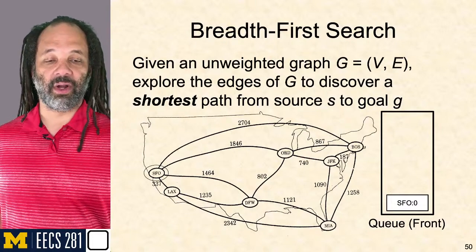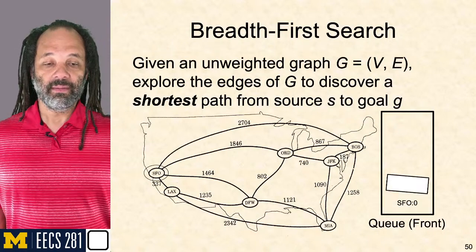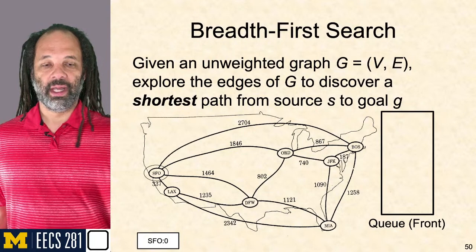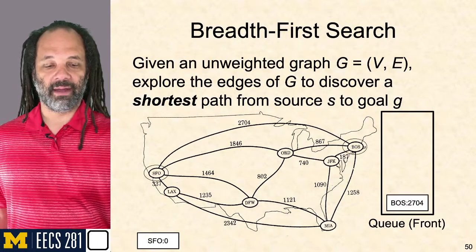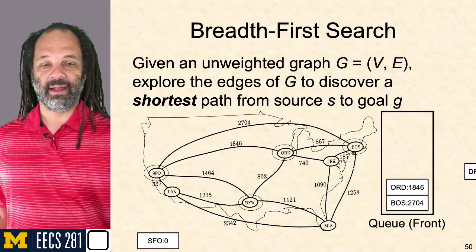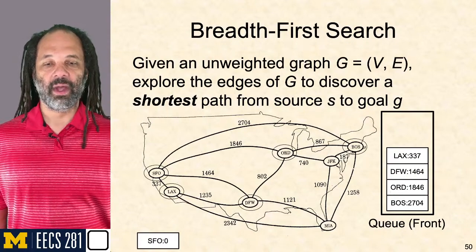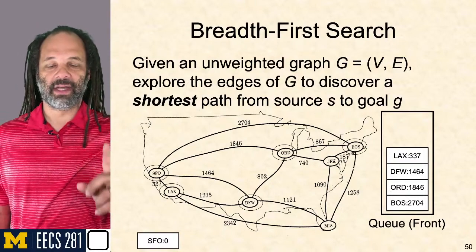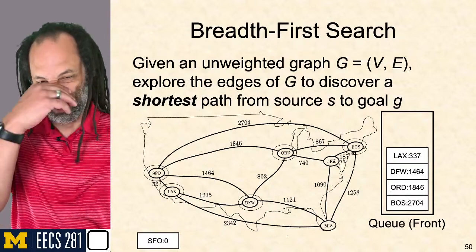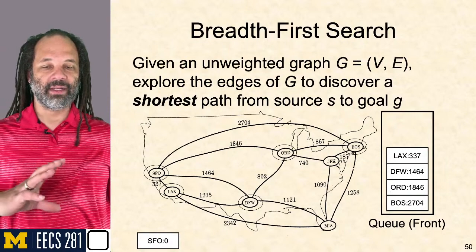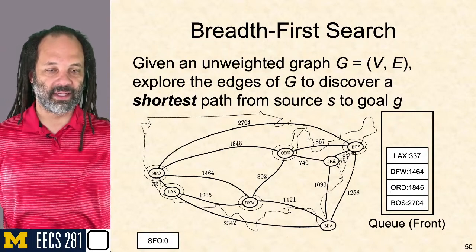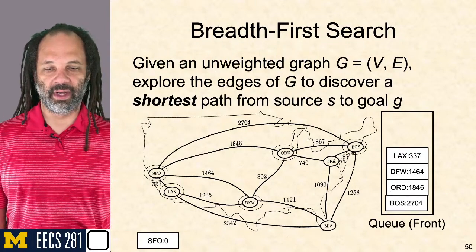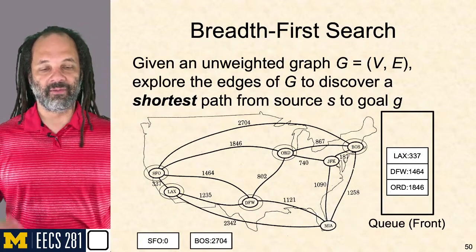Now I'll discover clockwise from SFO. As I pull that off of there, this is my current position, and I find Boston, I find O'Hare, I find Dallas, I find LAX. So that's me going north and then working my way around clockwise to discover everything that's adjacent to San Francisco. Since I'm using a Q now, I'm going to start from the front. That's now Boston, not LAX, right?